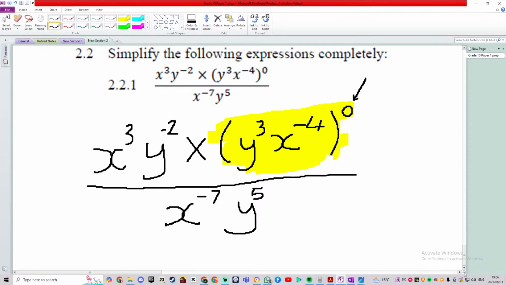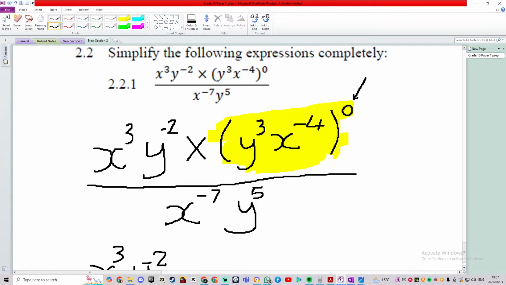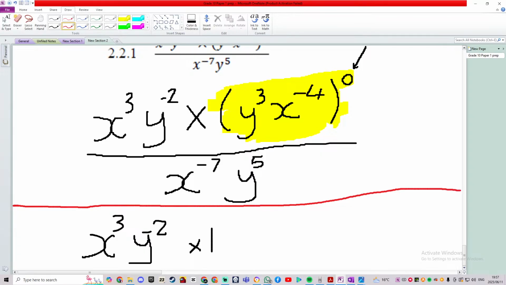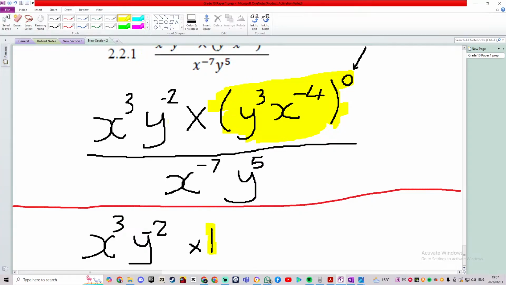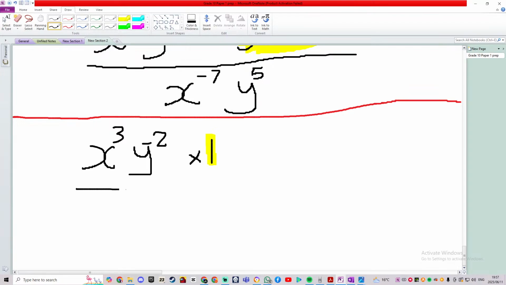Okay. Now, we have x to the power of 3, that we're going to keep like that. We have y to the power of negative 2, we're going to keep it like that for now. And all of this is times 1. Let me just draw a red line here just to separate. So that entire thing here is equal to 1. Do you see that? Let me also highlight it. It's equal to 1, this thing. So it's not going to make any difference. So now I'm just going to rewrite the denominator as it is.